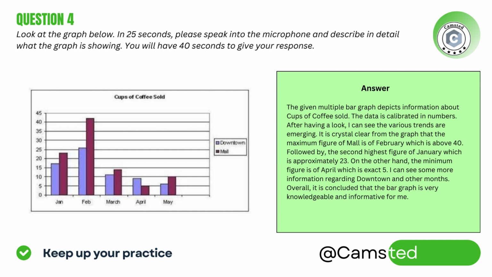It is crystal clear from the graph that the maximum figure is of February, which is above 40. Followed by the second highest figure of January, which is approximately 23. On the other hand, the minimum figure is of April, which is exactly 5.